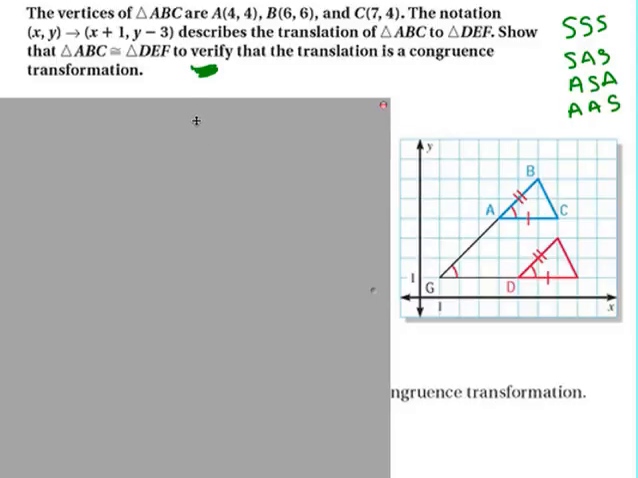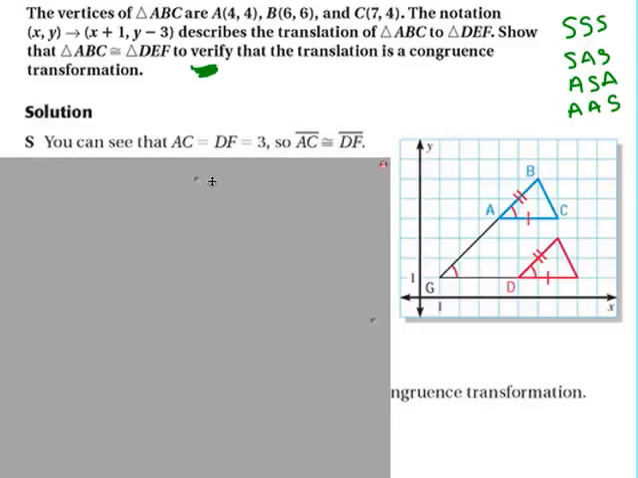So let's take a look at this. What could we do? The first thing we could do is say that AC and DF are both 3. You can just look at this: 1, 2, 3. That's 3 units. This one is also just 3 units. You can count them horizontally. Since this equals 3, we can say that these two are congruent. Notice we start with the length of AC, the length of DF equals 3. That means these two things are congruent. And I just proved one set of sides are congruent.